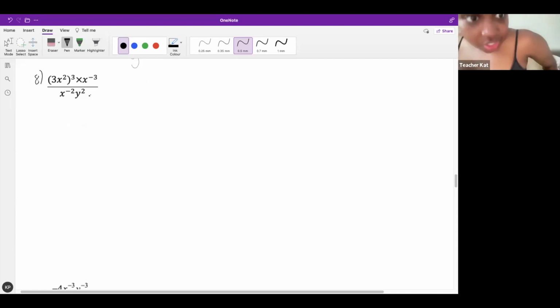Now we have multiplication, we have division. Where do we want to start with the sum? In this particular sum, where do you guys want to start? Are we multiplying first? Are we going to divide first? Okay, Bohlale says multiplication, so we'll have to start in the numerator. But can we multiply directly from here? What's the problem? Why can't I multiply in the numerator? I can't say 3x squared times x to the power of negative 3 because there's still one little problem that we have to take care of there in the numerator, which is what?